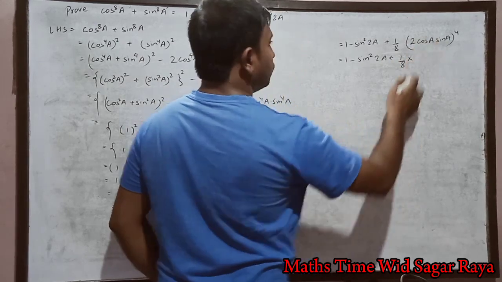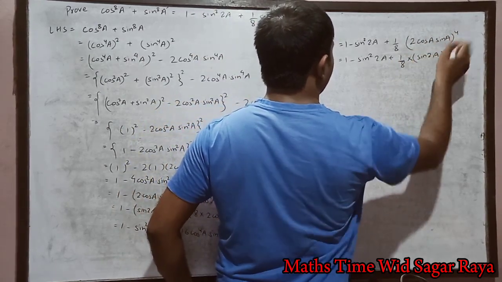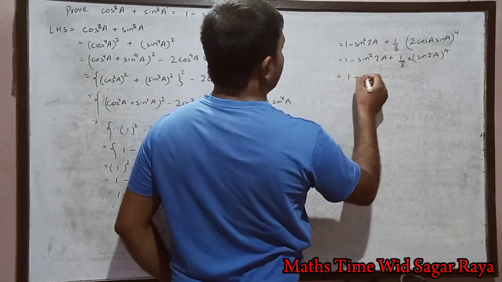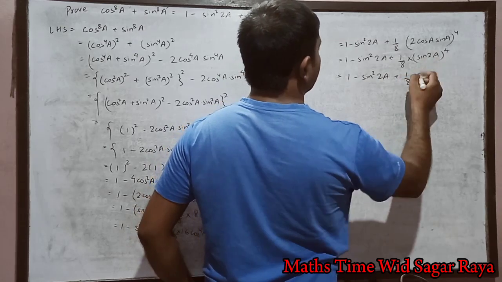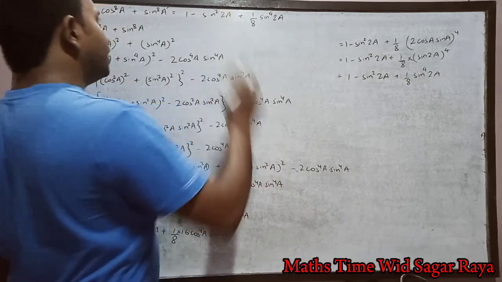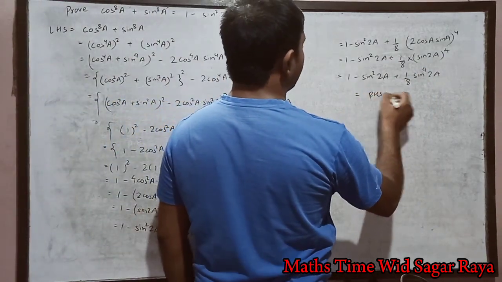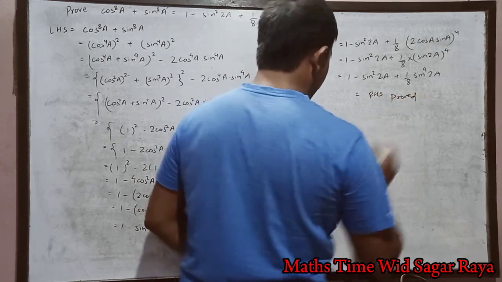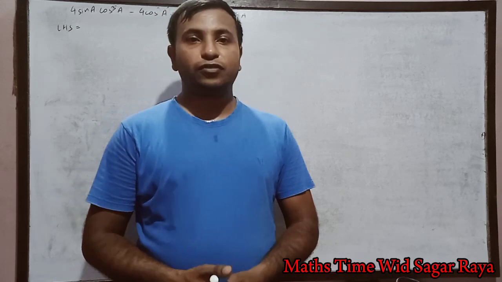This we can write as 2 cos a sin a means sin 2a, and we have power 4 here. Then 1 minus sin square 2a plus 1 by 8 sin power 4 2a, which is exactly the RHS. Last, let's write equal to RHS, proved. So this is the required solution. So now let's go to our next question.